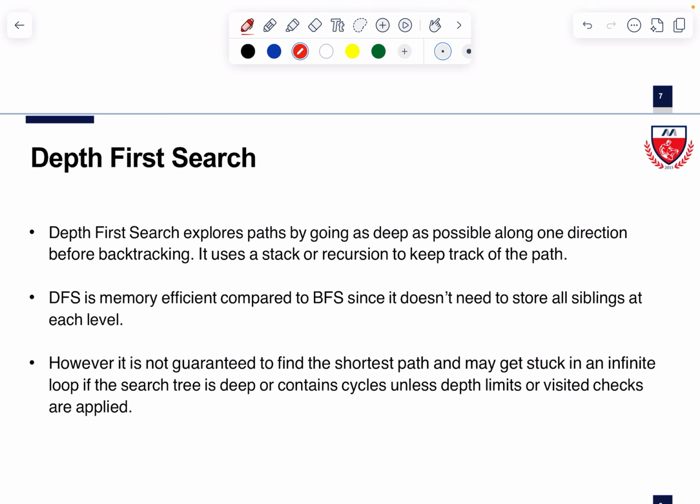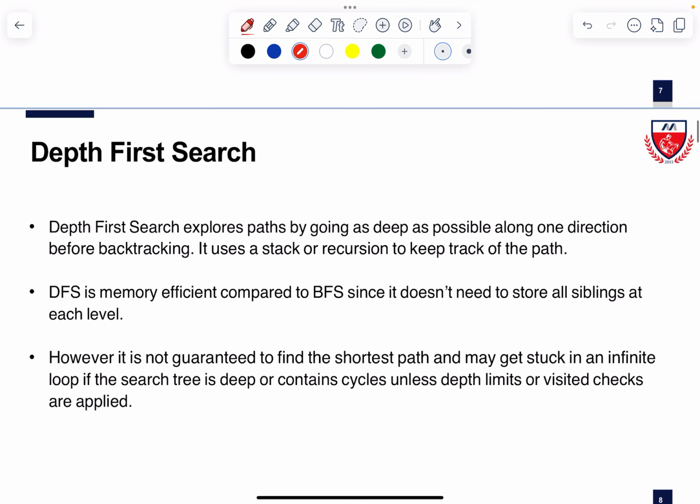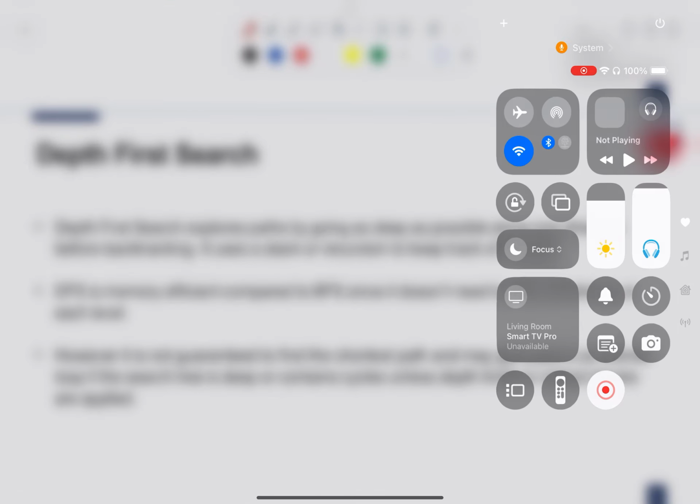So, for example, in the depth first search, we have here, let's check if it's recording.